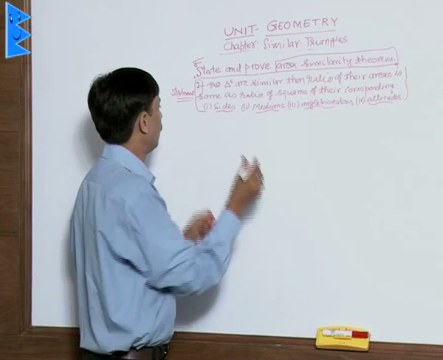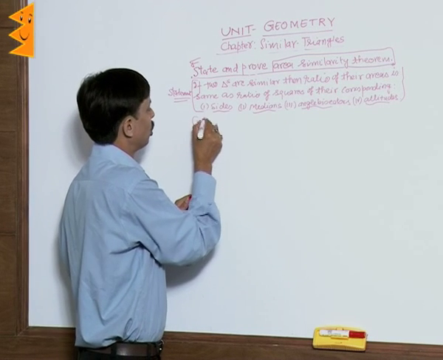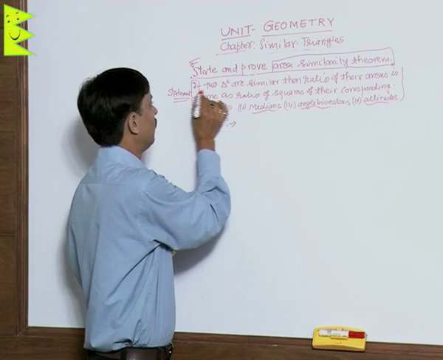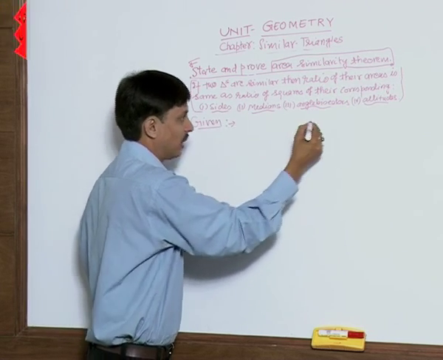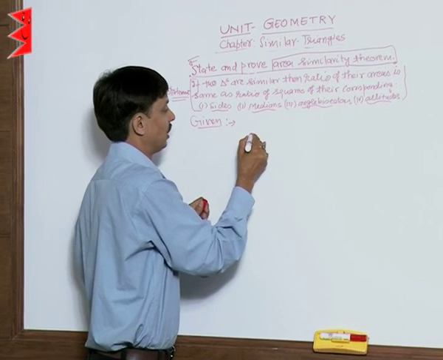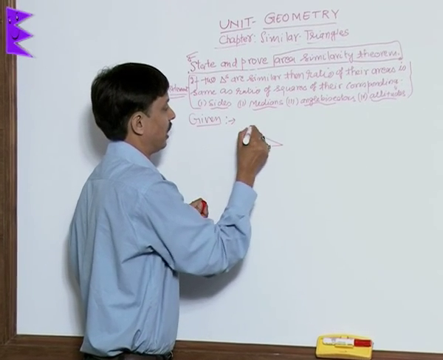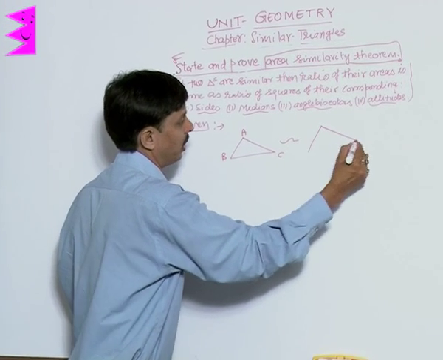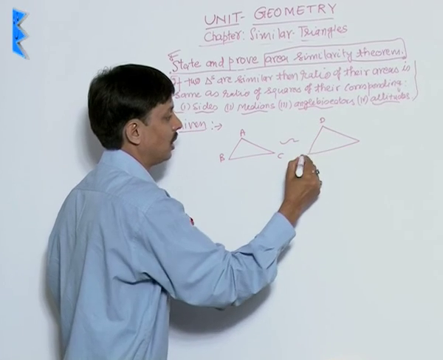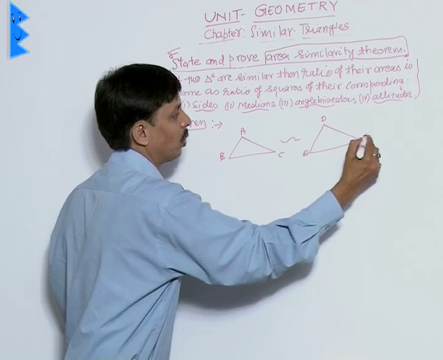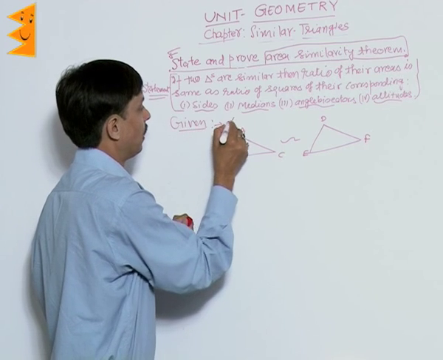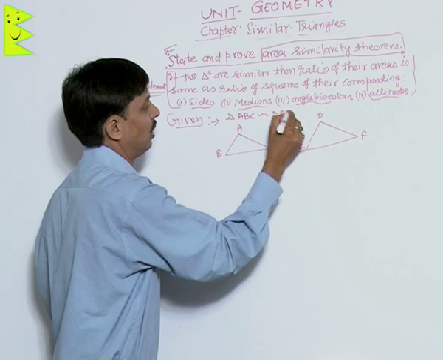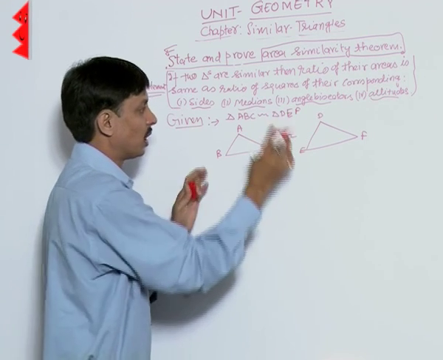So what is given in this theorem? We have two similar triangles. If two triangles are similar, we can make two triangles: the first triangle ABC, and the second triangle, which is similar to it, DEF. Given: triangle ABC is similar to triangle DEF. These are the two similar triangles.